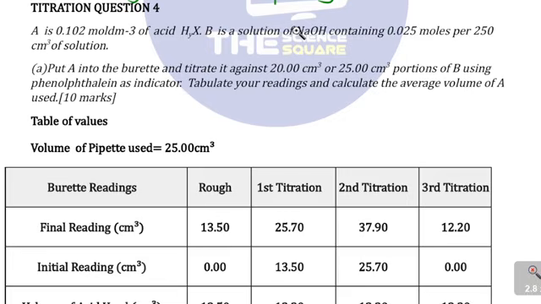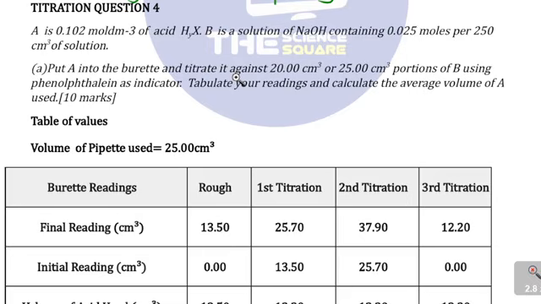And for the base, we have the number of moles in the acid, the number of moles in the base per 250 cm³ of solution. So we have to titrate A against either 20 cm³ or 25 cm³ portion of B using phenolphthalein as indicator.